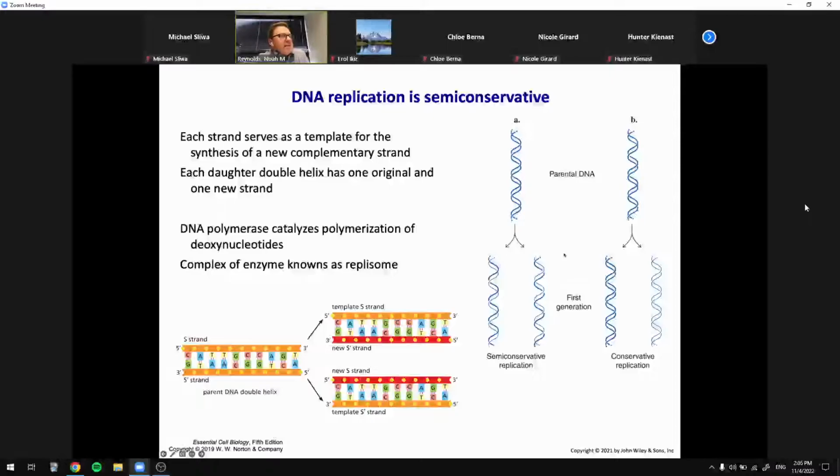And so there were other ideas before, about conservative, where somehow these separate and somehow we get two new double helices, but one's all old and one's all new. There was another one called dispersive, where some of the new double helices were part old and part new, a combination. But really the mechanism shows us that it should be semi-conservative, and that's what we see.